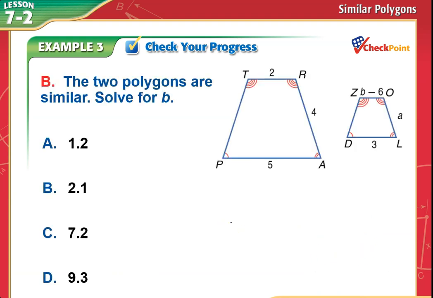The two polygons are similar. Solve for B. B is at the very top, right, with the B minus 6. Go ahead and pause your video.